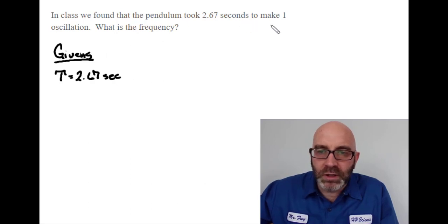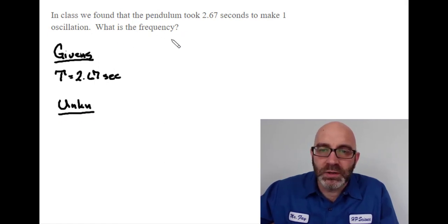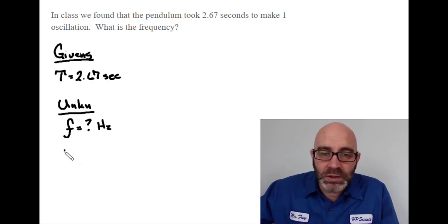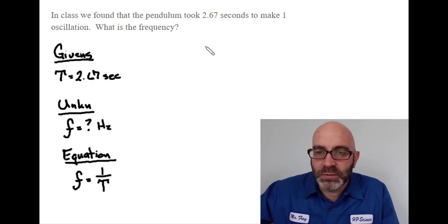I'm really not given anything else in the problem, so I'm going to move on to the second element of GUESS, and that's the unknown. What's the question asking for? What is the frequency? So frequency is question mark, and I'm going to measure it in hertz. The E in GUESS stands for equation. And I know that frequency equals 1 over the period.